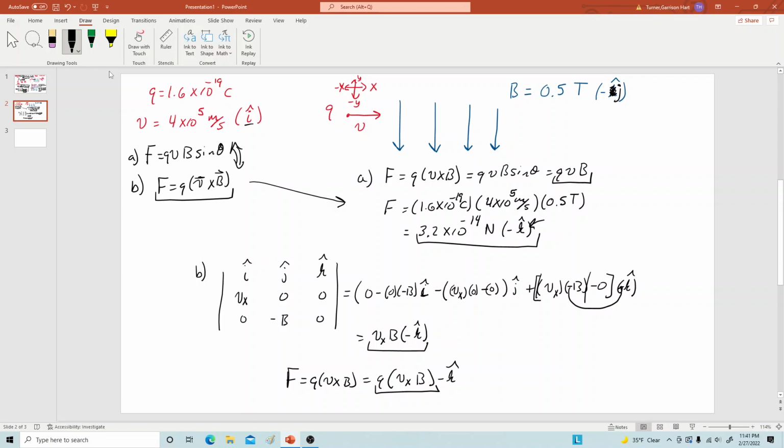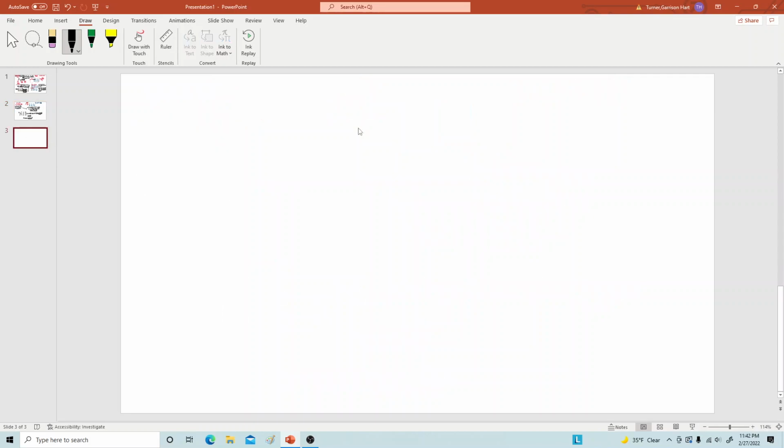Both definitions of the cross product work: the matrix definition, and the magnitude of V and B times the sine of the angle between them. All right, so what are the units on the magnetic field? The units on the magnetic field are the Tesla, and this is the SI unit of magnetism.